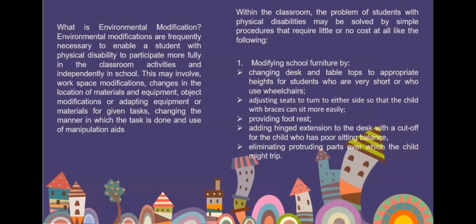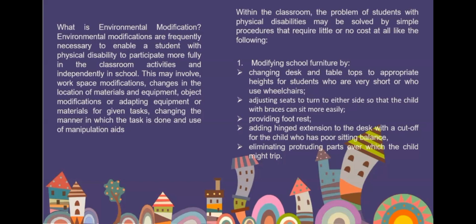What is environmental modification? Environmental modifications are frequently necessary to enable a student with physical disability to participate more fully in the classroom activities and independently in the school. So this may involve workspace modification, changes in the location of materials and equipment, object modifications, or adapting equipment or materials for given tasks, changing the manner in which the task is done, and use of manipulation aids.